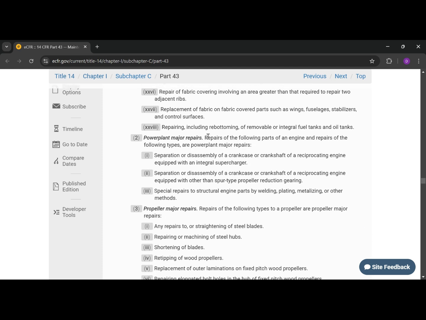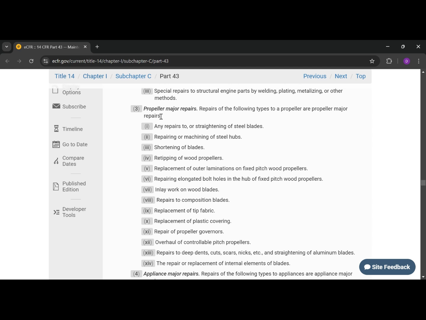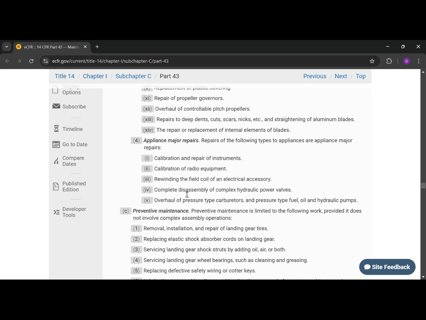Power plant major repairs. Repairs of the following parts of an engine and repairs of the following types are power plant major repairs. Propeller major repairs. Repairs of the following types to a propeller are propeller major repairs. Appliance major repairs. Repairs of the following types to appliances are appliance major repairs. Once again, these are appliance major repairs.